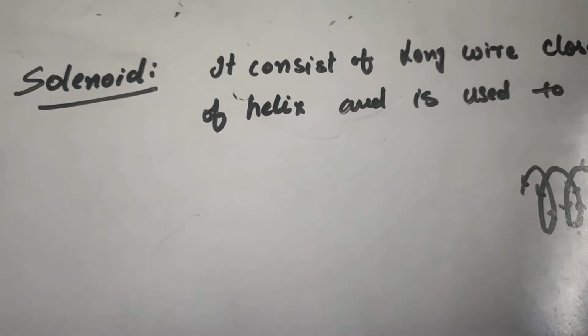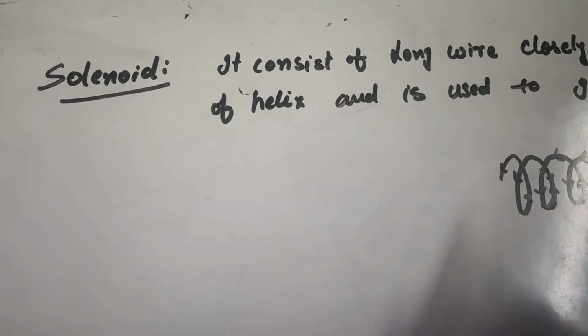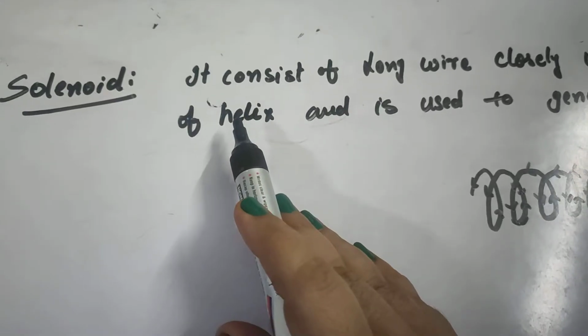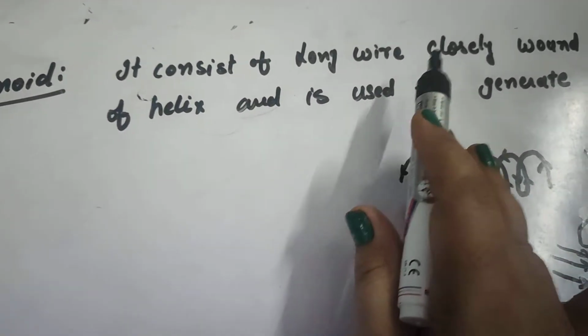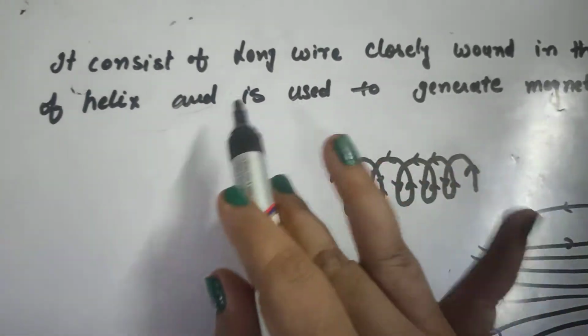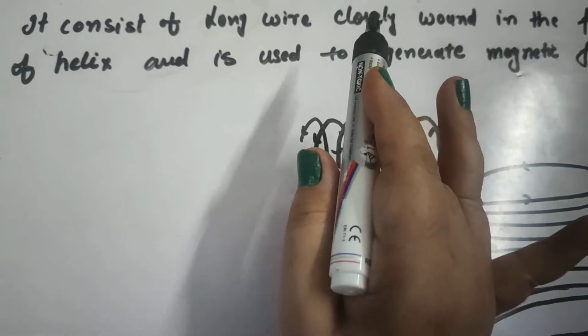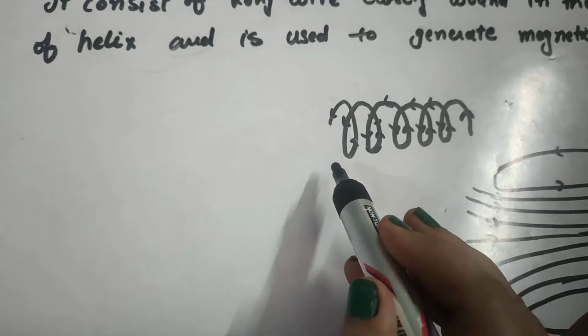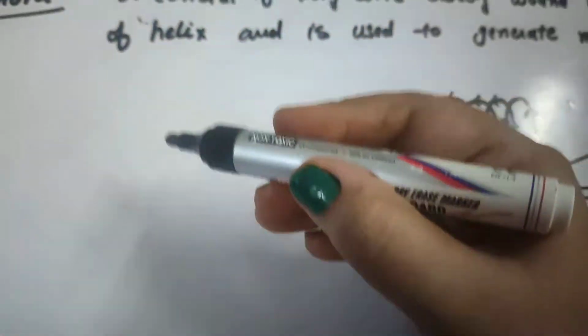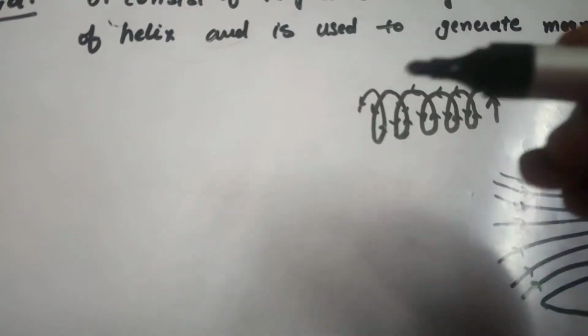Dear students, our next topic is solenoid. Let's see what is the definition. It consists of a long wire closely wound in the form of a helix and is used to generate the magnetic field. The solenoid looks like this. This is just like a wire wound like this, and it forms a helical shape.